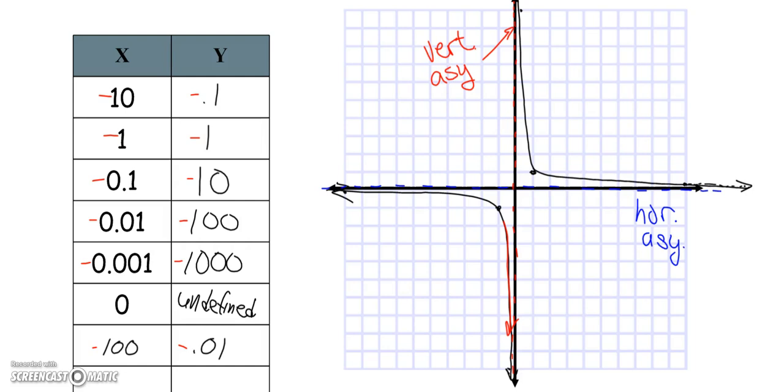And especially for a horizontal asymptote, as x gets very big, that means very far to the right and very far to the left, the graph can never be crossed. Technically, you could cross a horizontal asymptote somewhere in the center of the graph, but we don't see that in this case.